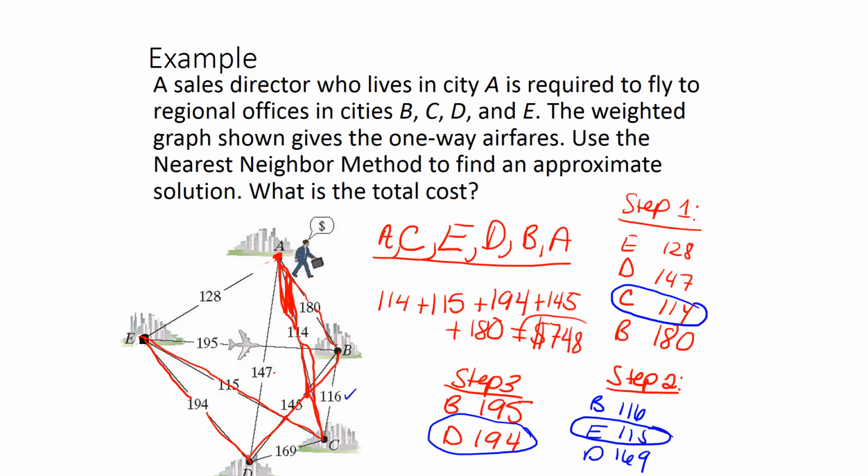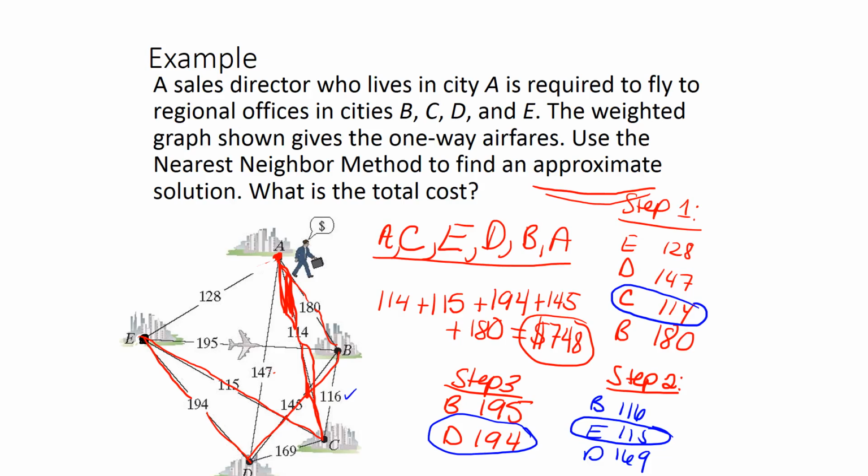So we can't be 100% sure that this is the optimal solution, but it is an approximate optimal solution. The nearest neighbor does not necessarily give the optimal solution, it could, but it may not, but it does a good job.